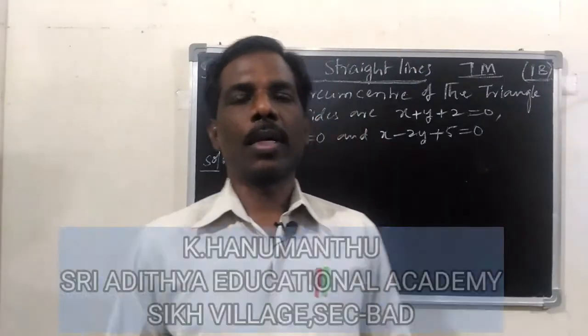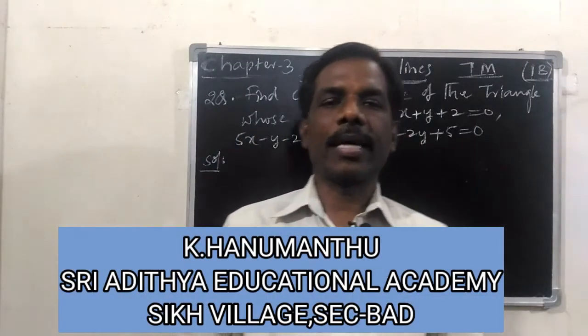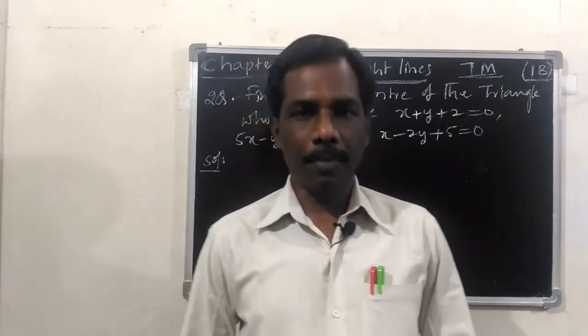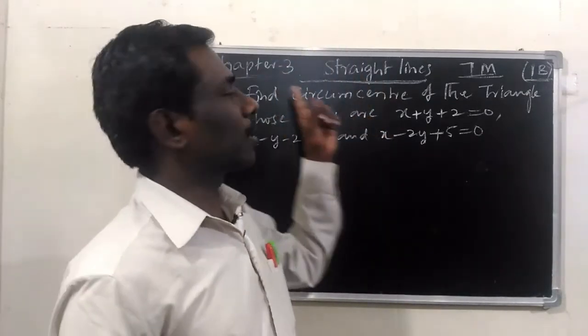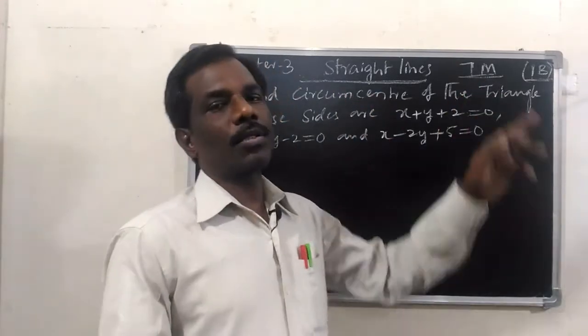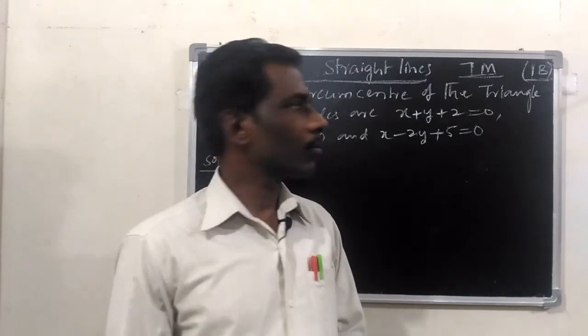Hello students, today our topic is intermediate first year Maths 1B, chapter 3, straight lines, 7 marks important questions.